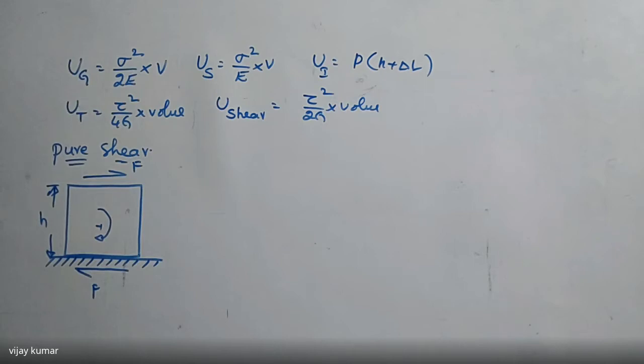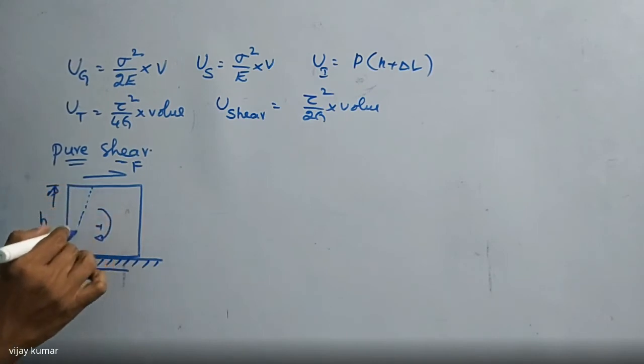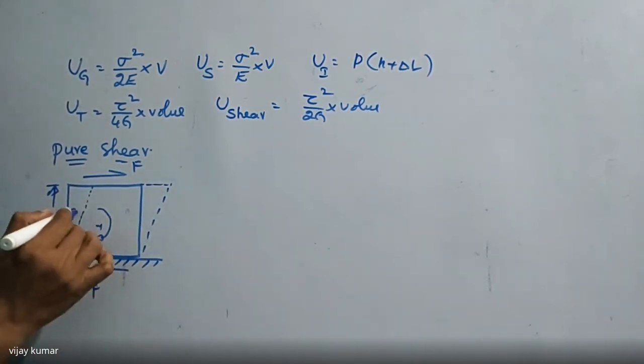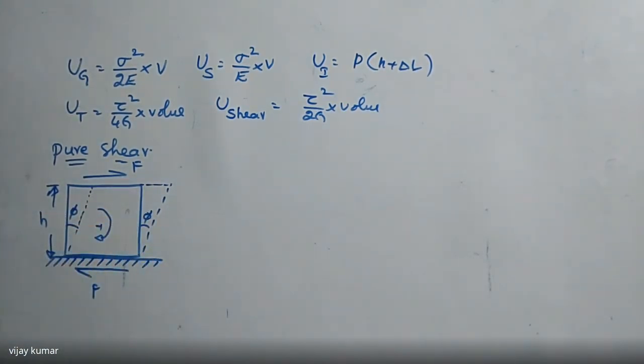So here I want to find what is the strain energy. If you apply the force parallel to the surface, it will deform like this. Automatically we can get the strain value also. This value is nothing but phi. It is named as shear strain also. Did I get my point or not?